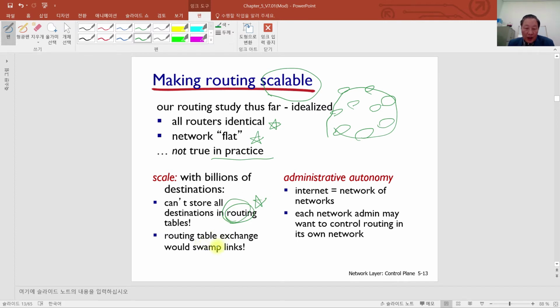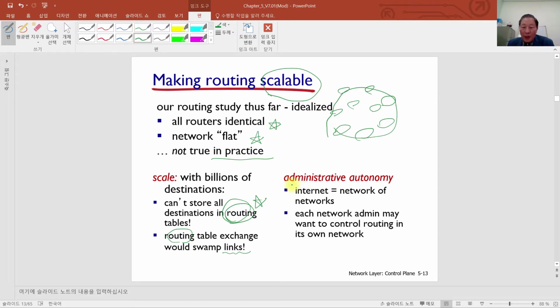Routing table exchange would swamp links. Thus, due to routing information exchange, the network may be very busy even just for exchanging that information.